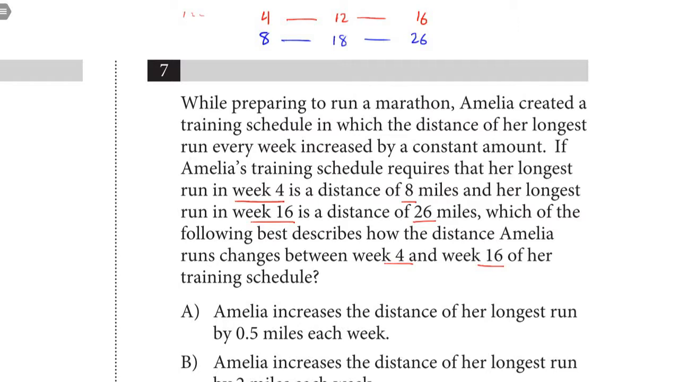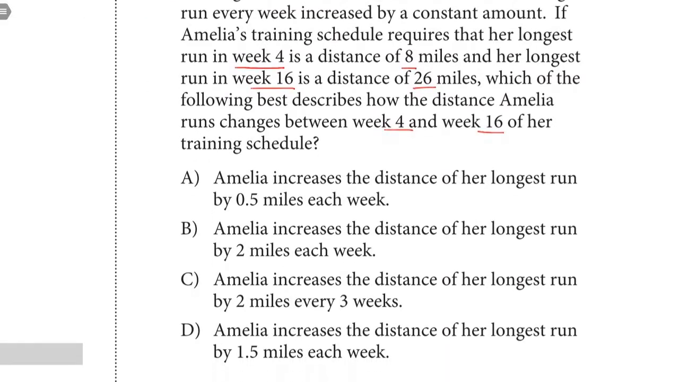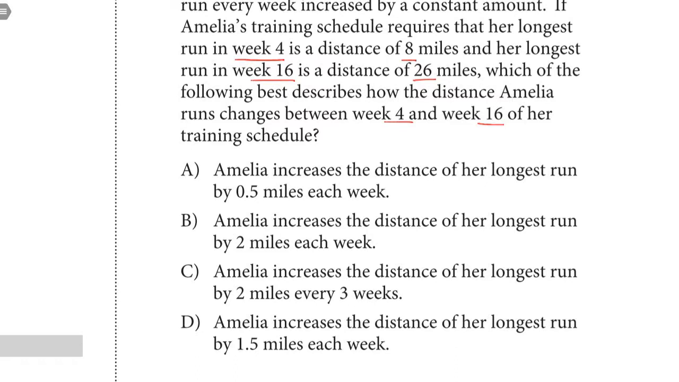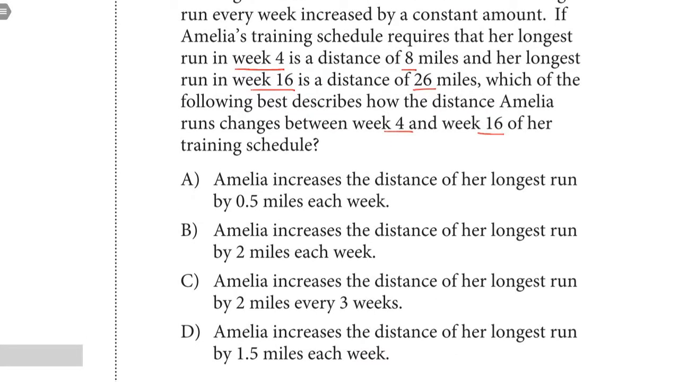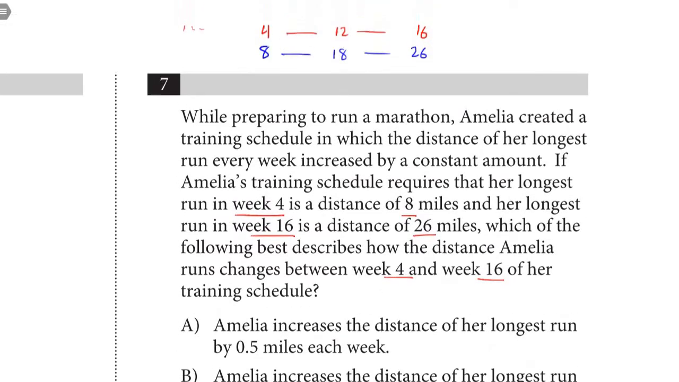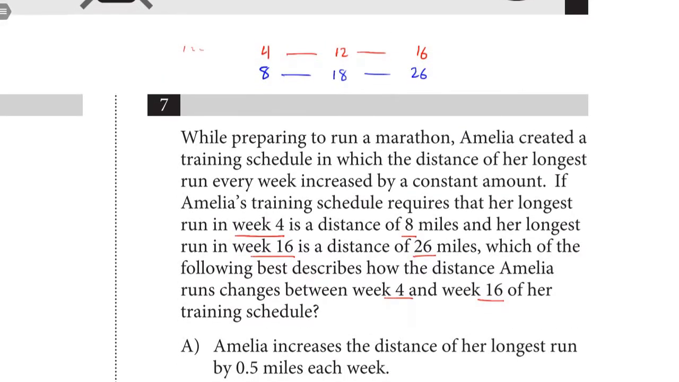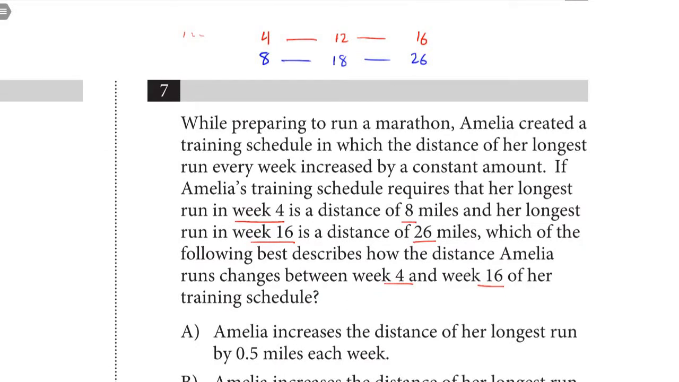Now if you look at the answers, all of them are in miles each week, so we basically have to find out how many miles each week, except for C, where they're saying how many miles every 3 weeks. But it's a similar idea, it's miles per week. So how many miles does she want to do? 18 per how many weeks? Per 12 weeks. So let's simplify this further.